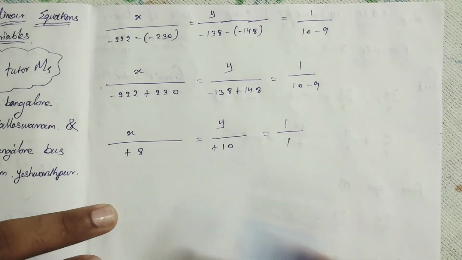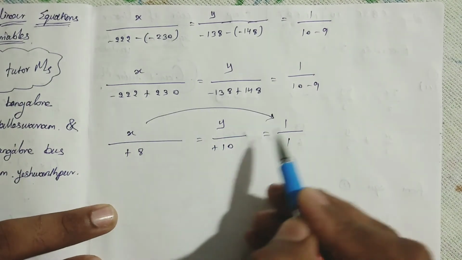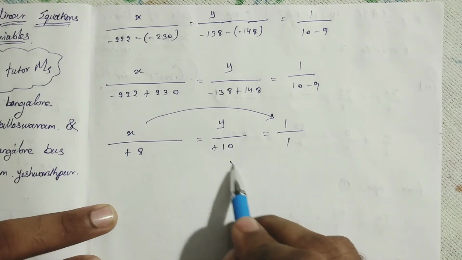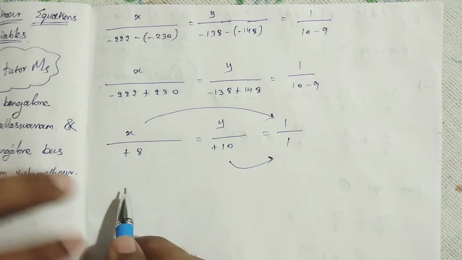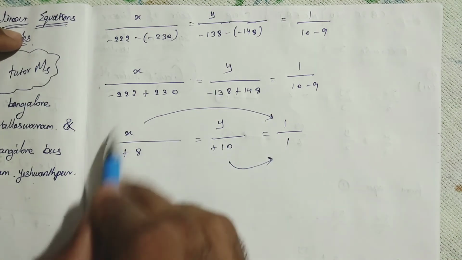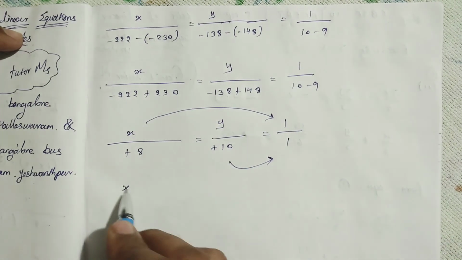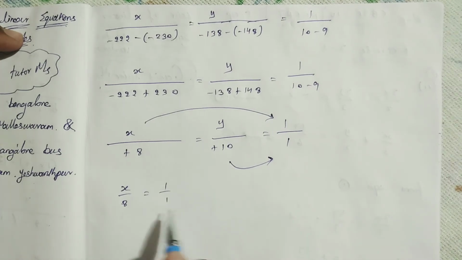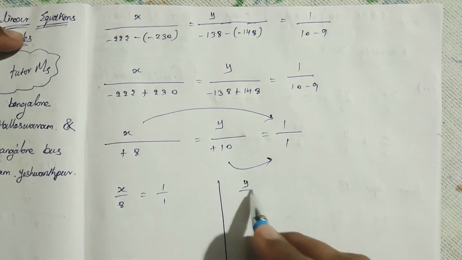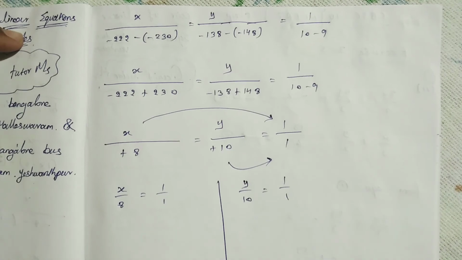Next we can write. So here the three terms are equal. So first term also equal to second term, third term, and second term also equal to the third term. So I can write, it means all the terms are equal. First term equal to second term equal to third term. So all the numbers are same, right? So x by 8 equal to 1 by 1. Then y by 10 equal to 1 by 1.